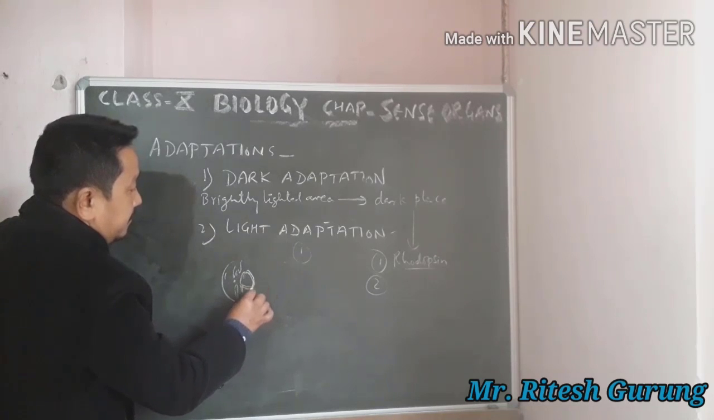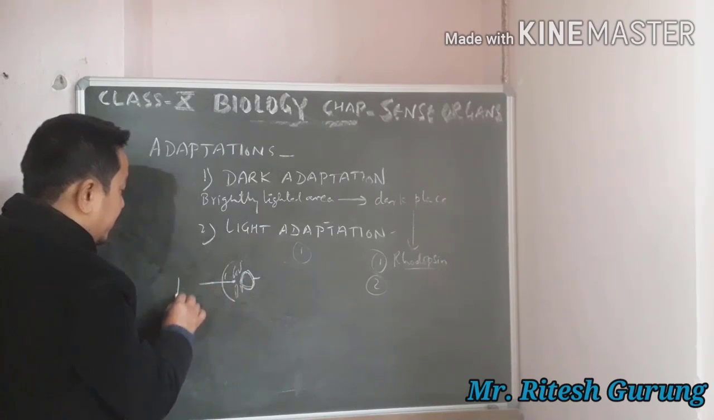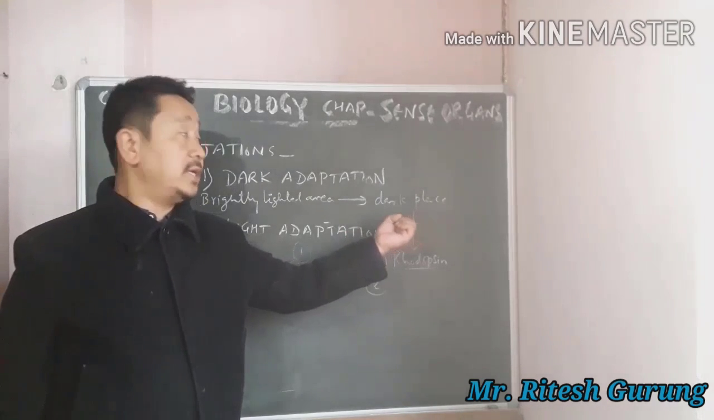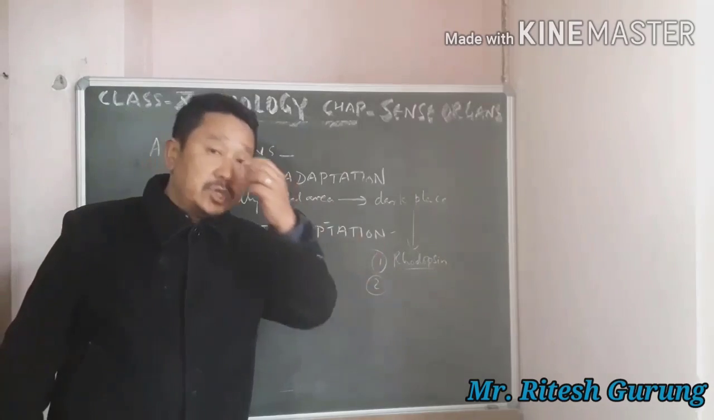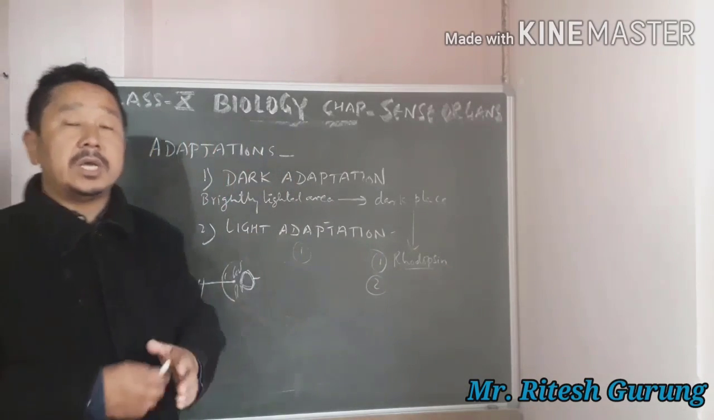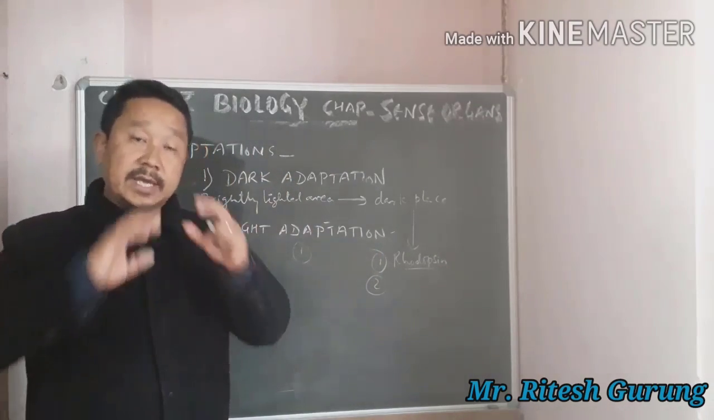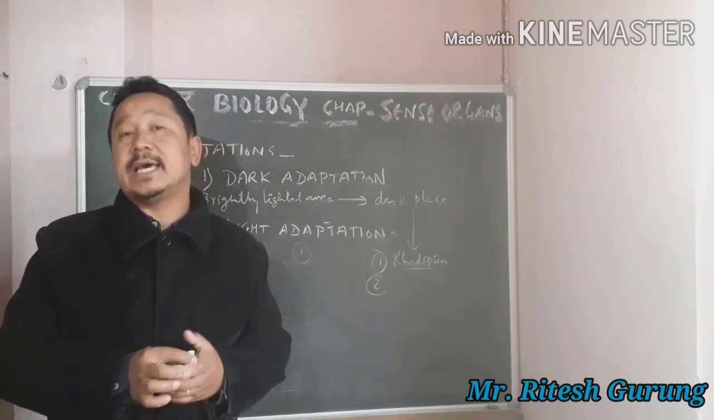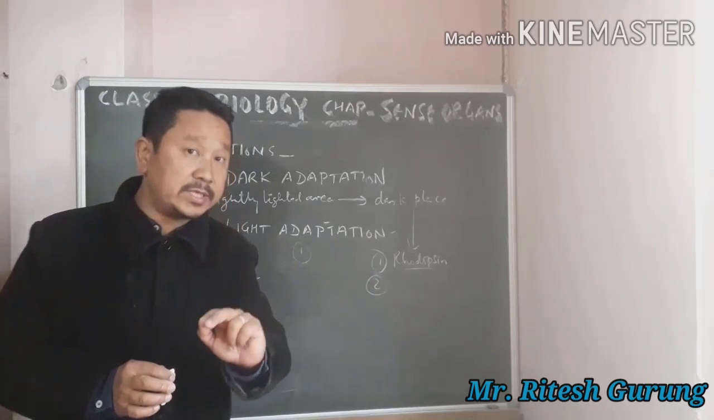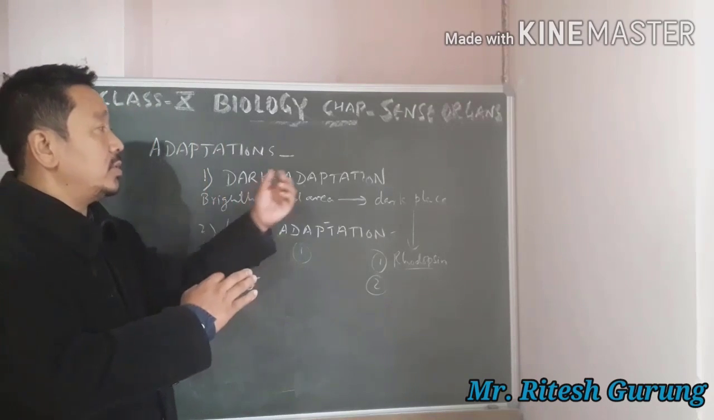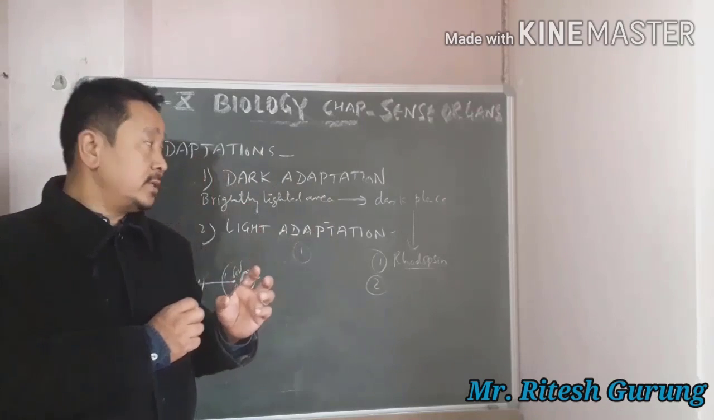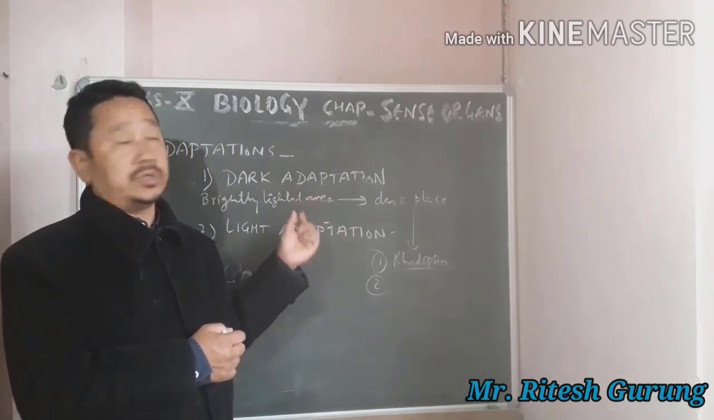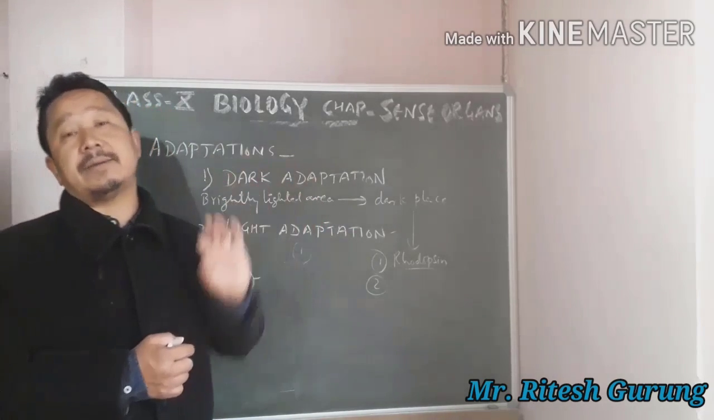Suppose this is the lens here. All right, so here is the point called the pupil. In dim light, in a dark place, this pupil will dilate so that more light enters. These are the two points which make you regain or improve your vision in the dark place also. And this adaptation is called dark adaptation.